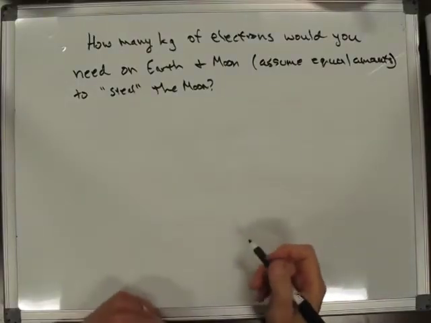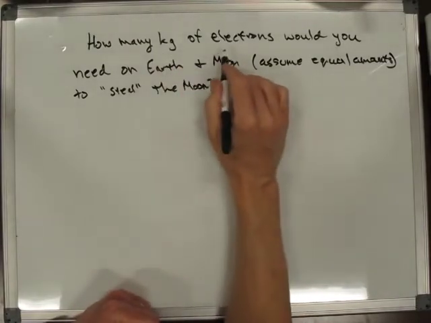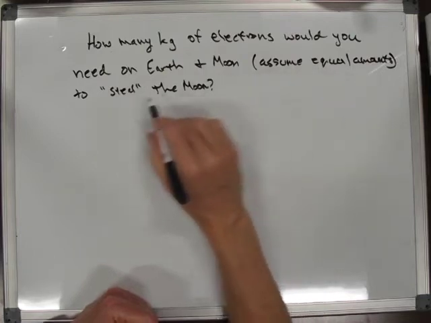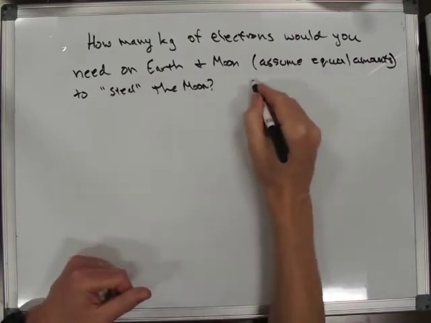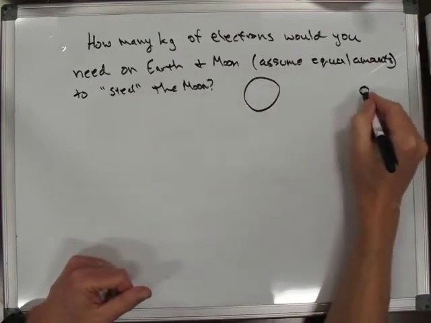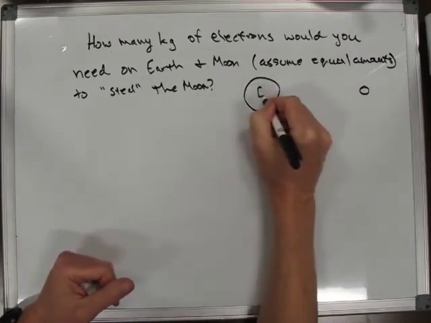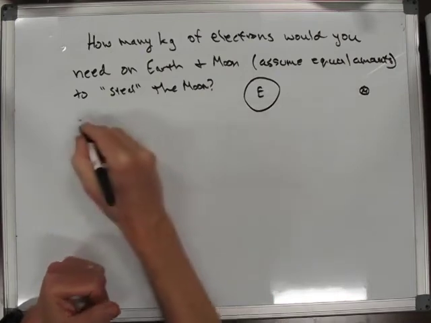So in this problem, we ask: how many kilograms of electrons would you need on Earth and the Moon, assuming equal amounts, to steal the Moon? In other words, here's the Earth and here's the Moon, and we know that these two attract, Earth and Moon.